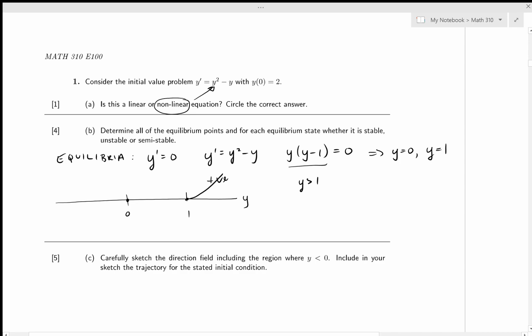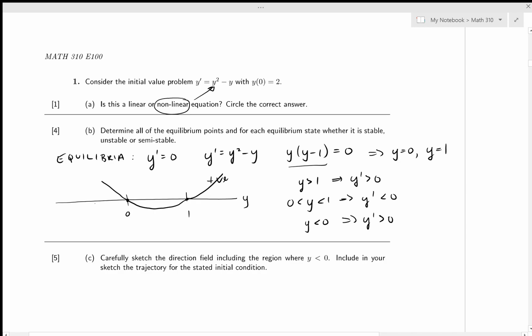Then I look between 0 and 1. When y is between 0 and 1, y is positive but y minus 1 is negative, so the derivative is negative in this region. Then I look at y less than 0, and both factors are negative, so y prime is greater than 0. I have a positive derivative over here.